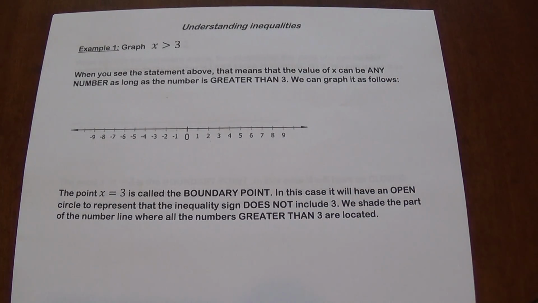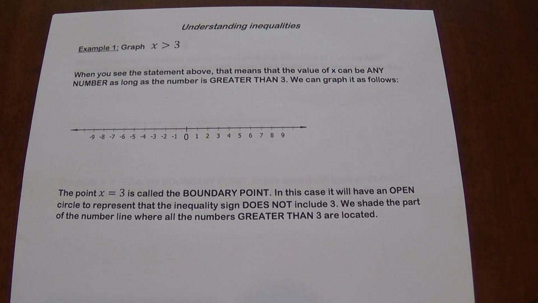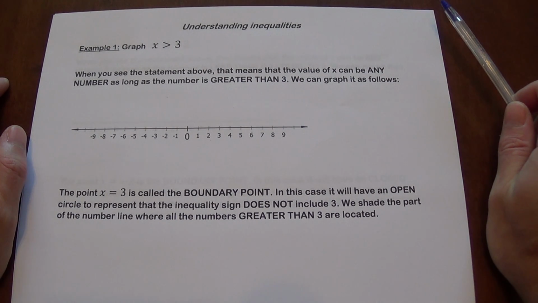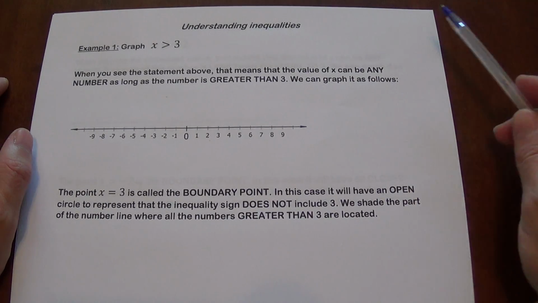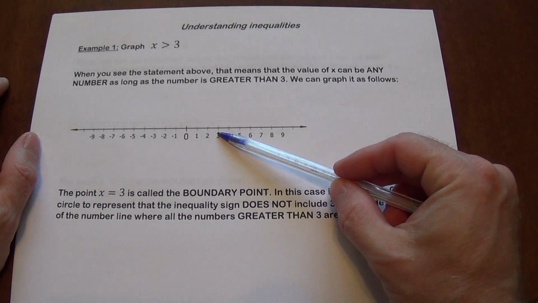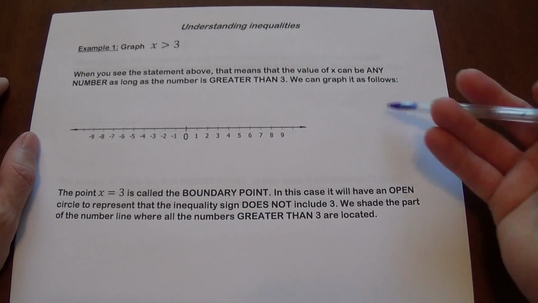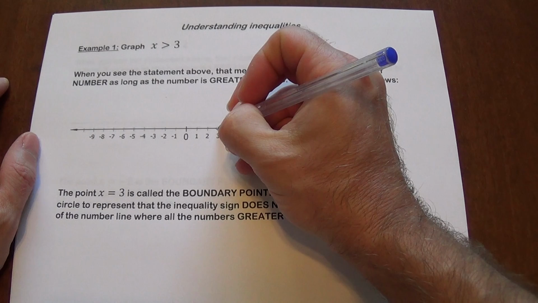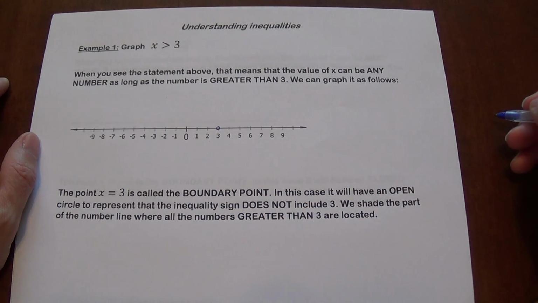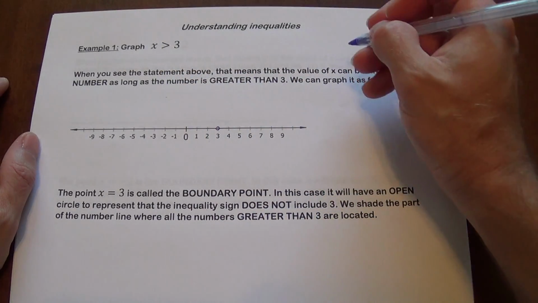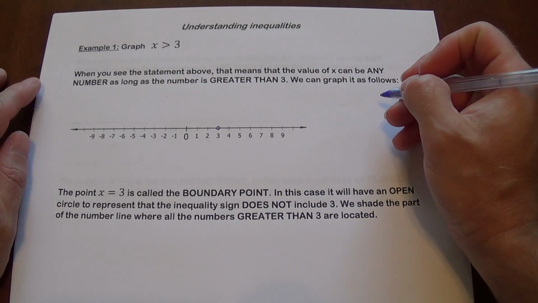Okay, so here's an example, and we're going to understand what we are doing. Here it's asking us to graph x is greater than 3. This tells us that a value of x can be any number that is greater than 3. So here's 3, right there. We call it a boundary point. So what you're going to do is put a circle on 3, and we are going to keep it open because it says greater than. So for signs greater than, it's going to be like that.